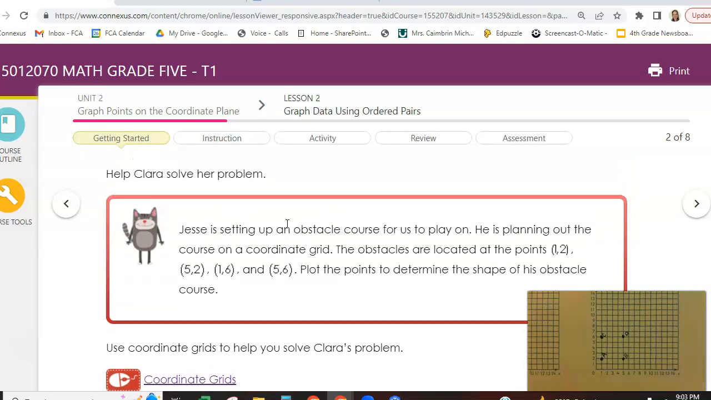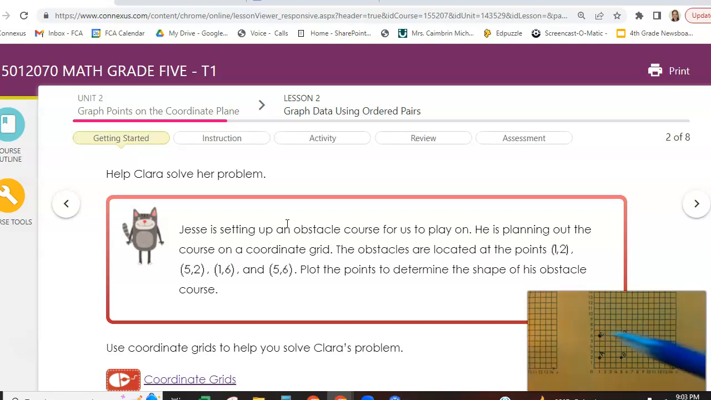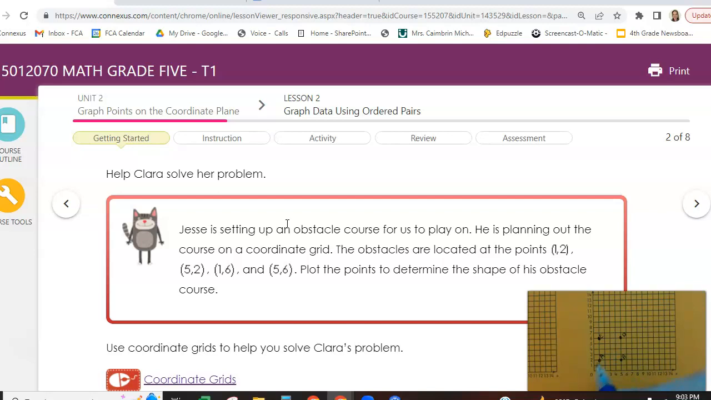And then if we read that little thing, I guess I should have read that first. It says, Jesse is setting up an obstacle course for us to play on. He's planning the course on a coordinate grid. The obstacles are located at the points. These are the points we just labeled. Plot the points to determine the shape of his obstacle. So now I have these plotted. I can see if I connect them, there's a shape, right? It made a nice, perfect square.